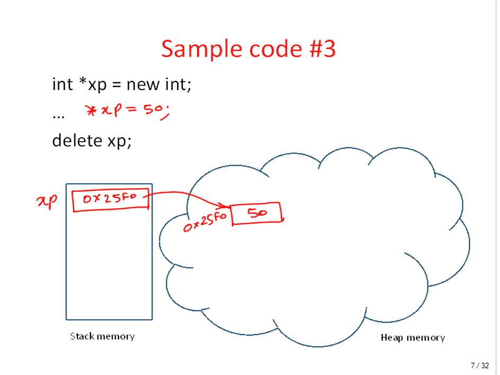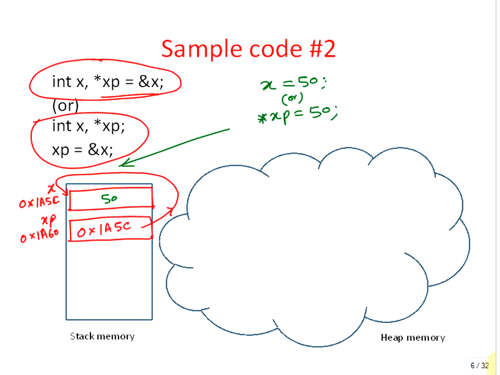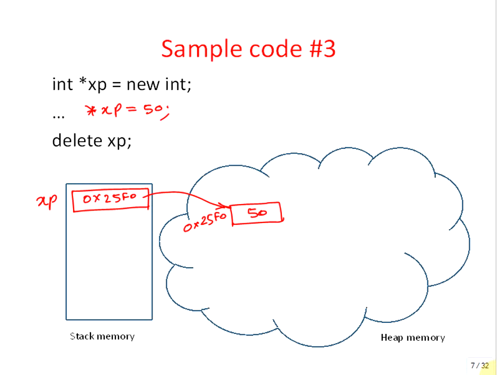Also, another interesting thing about this is that there is no variable name for where the 50 is stored. See, there is no direct variable name for where the value 50 is stored. If you look back on the previous page, there is an integer x which was a local variable, and we were storing it there. So that's why we were saying you can write x equal to 50 or star xp equal to 50, right? Whereas here it's not a local variable anymore. xp is pointing to a dynamic memory location. Okay, xp is local, but the integer itself is in the heap memory.